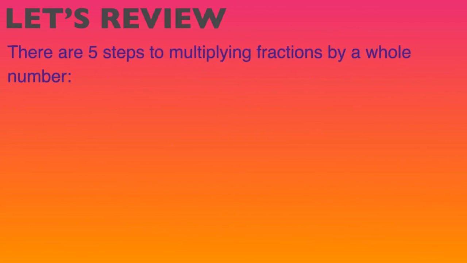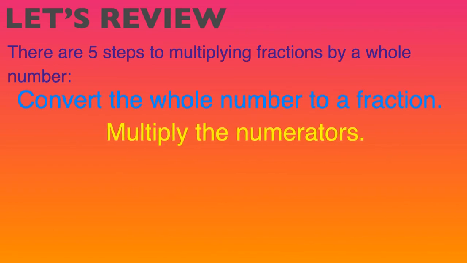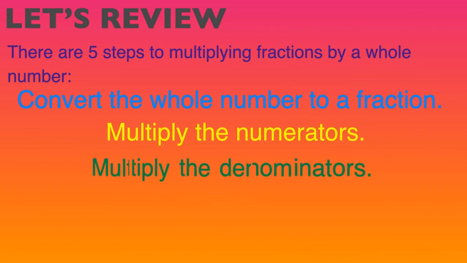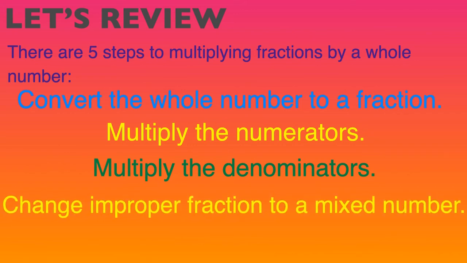Let's do a quick review. We know that there are 5 steps to multiplying fractions by a whole number. What are they? First, we must convert the whole number to a fraction by, you guessed it, placing it over 1. Then, we multiply the numerators, multiply the denominators, change the improper fraction to a mixed fraction, and then simplify if needed. Awesome job!